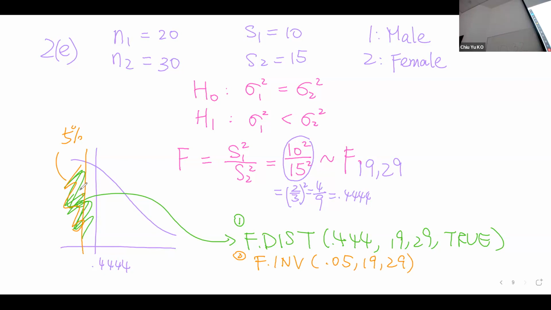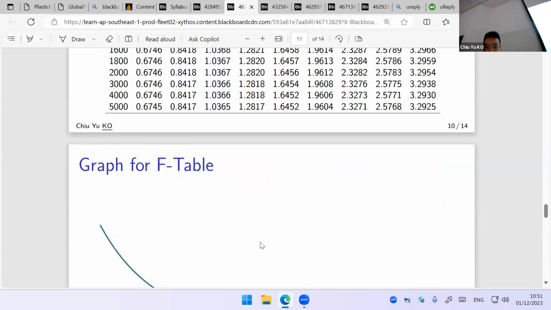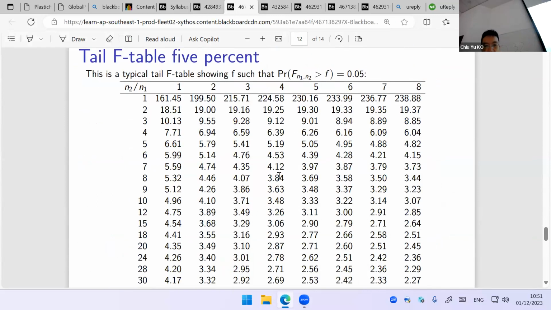If you have the F table, you can do this with an inverse, and you have to figure out 19 and 29. Of course, it depends on whether the F table you print out has them or not. In this question, as some of you said, I don't have that much. Also, the one I gave is the right tail, so you can't really use it. You just use Excel.